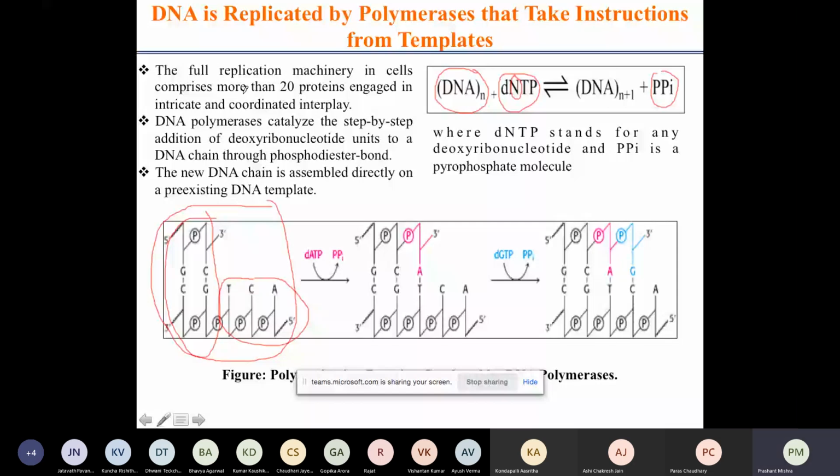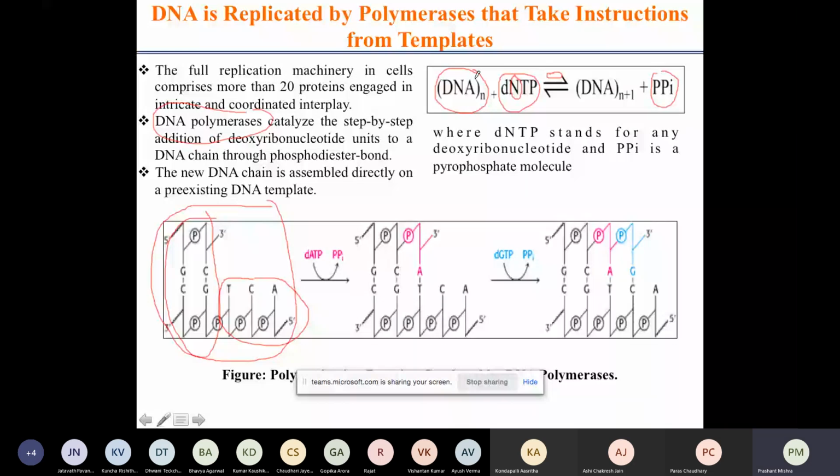whenever the replication occurs, I have given 20 proteins. That means there are different enzymes which are involved in the synthesis of the DNA. And the most important enzyme which carries out the reaction is the DNA polymerase. So DNA polymerase works here, and they will catalyze a reaction where DNA synthesis can occur.